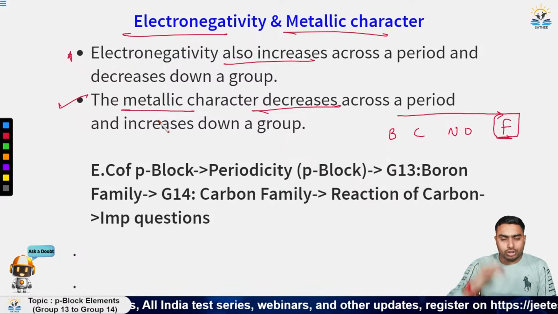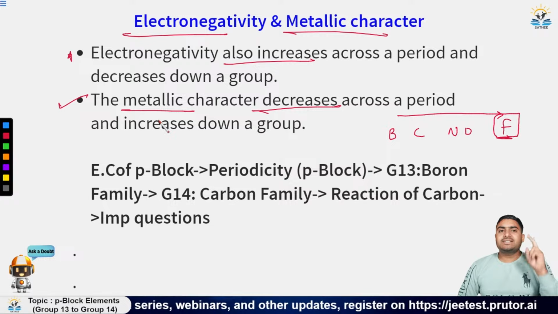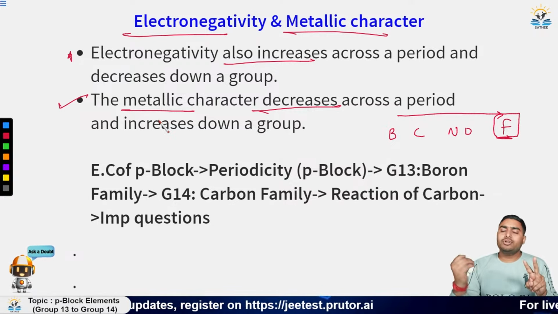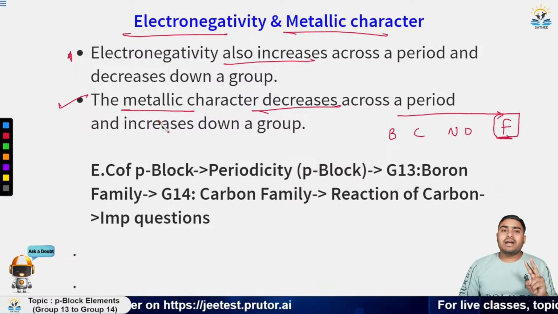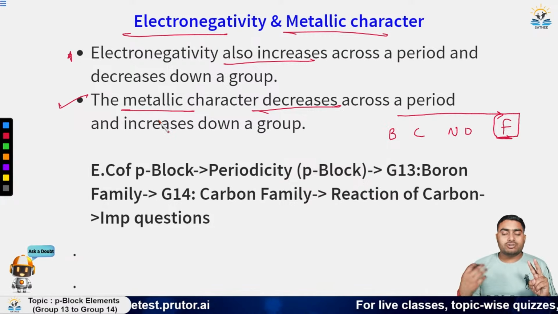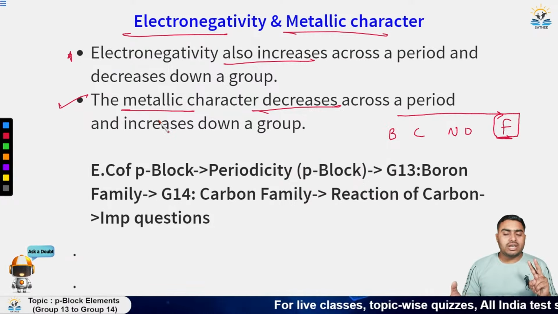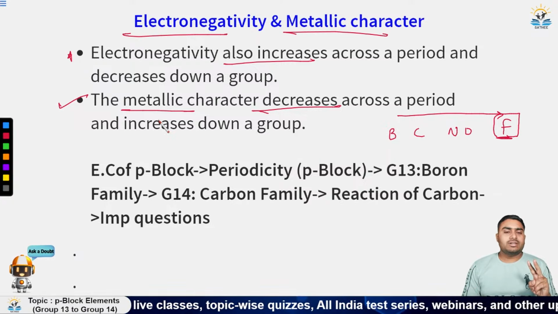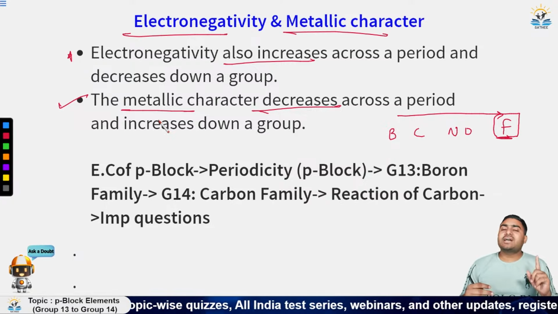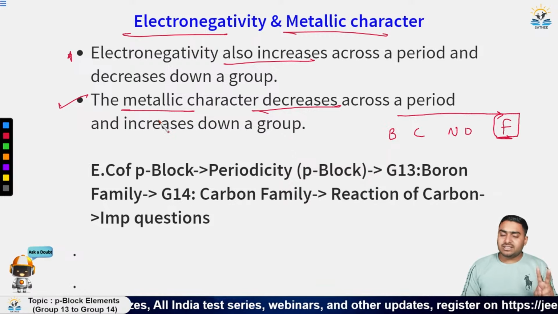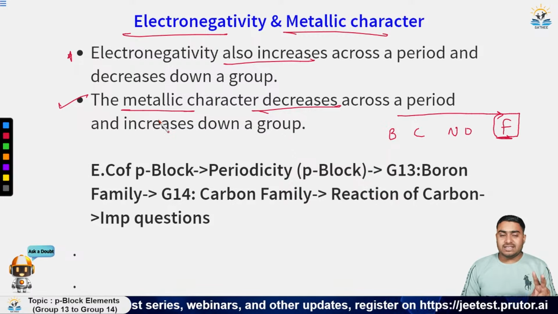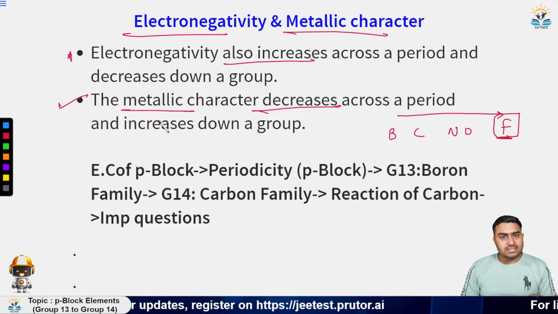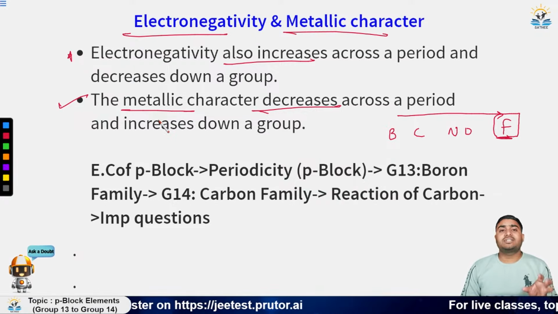And if you are moving top to bottom in a group, size increases, Z effective also increases, right? But the addition of a new shell will dominate the Z effective part. Also the number of electrons increases in the outermost shell, and definitely electronic repulsion will also increase. The main point here is, top to bottom size will increase, so ionization energy will decrease, not increase. So if size increases, ionization energy decreases. If size decreases, ionization enthalpy increases.